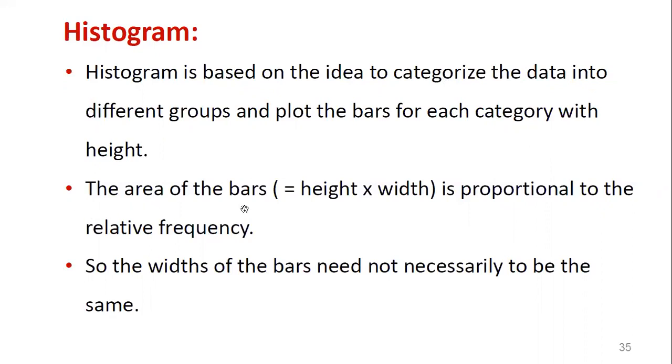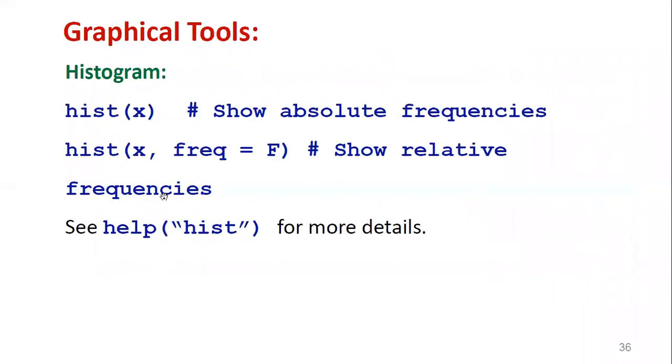So the area of the bar can be calculated as height into width. For every bar, the area, height into width, is proportional to the relative frequency. The widths of the bars need not necessarily be the same. This is about histogram. For the creation of a histogram, you can simply use hist. By default, hist of the variable name shows absolute frequency.